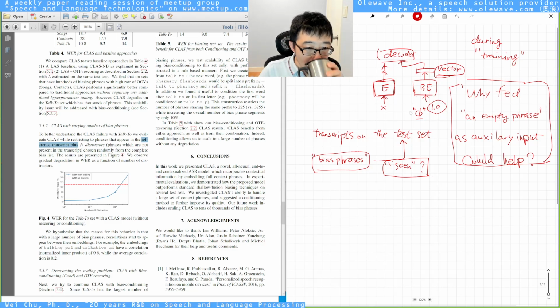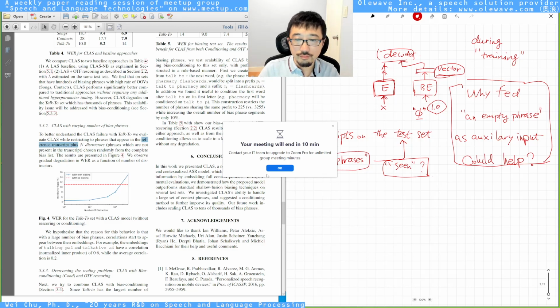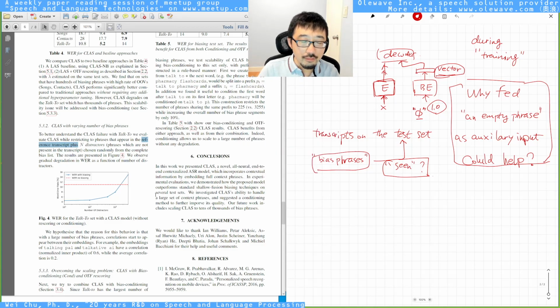So what they're saying is that if you compile this reference transcript, you compile these bias phrases with a small amount of distractors, you're going to be doing better than the system without bias. But if you have too many disturbing bias factors or distractors, you can see right over here, this is almost more than 1,000 distractors. Okay, your WER is going to fail.